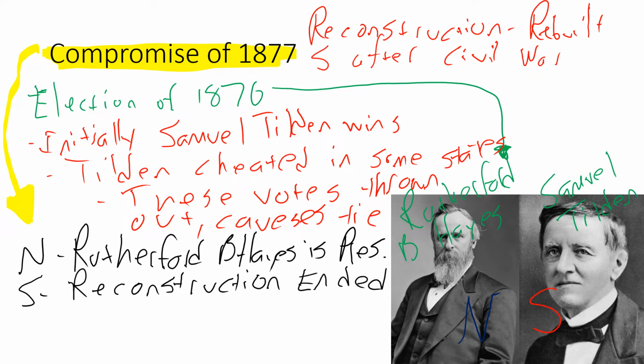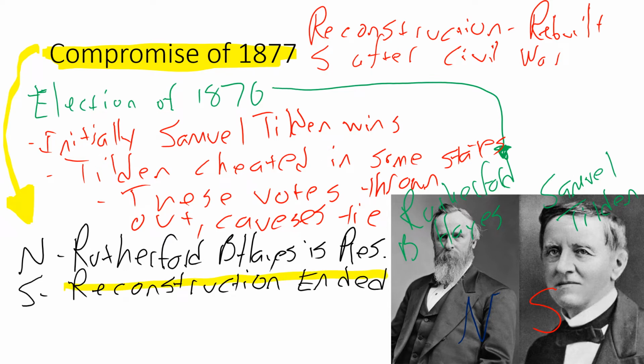So the South says, if we're going to give you that, you got to end Reconstruction. Now, you might think, well, what's the big deal? That seems like a good deal. The North gets their president. And while that's true, the problem here is Reconstruction wasn't done. The South wasn't fixed. The South still had tons and tons of problems that needed to be addressed. And the only way they were going to be addressed is during Reconstruction.